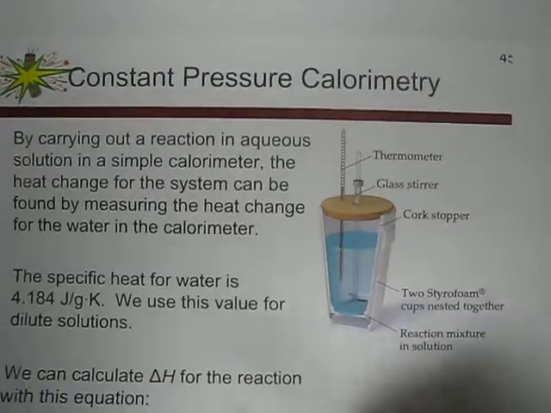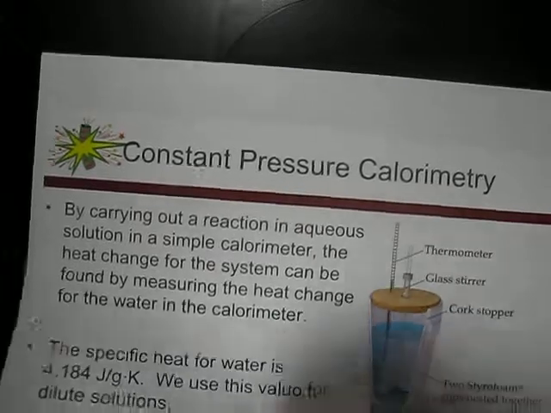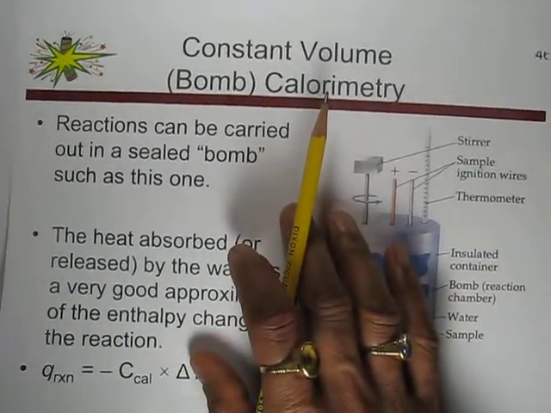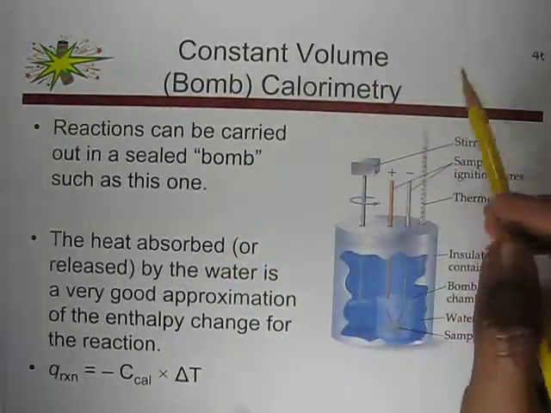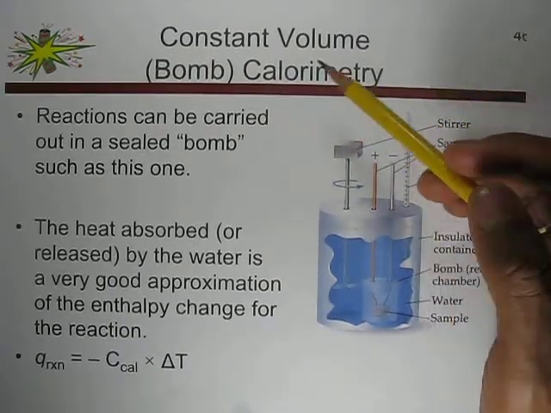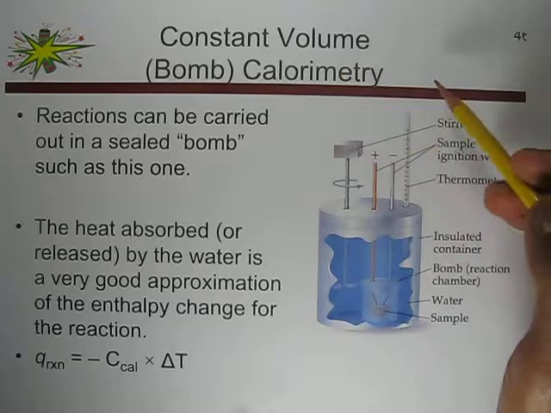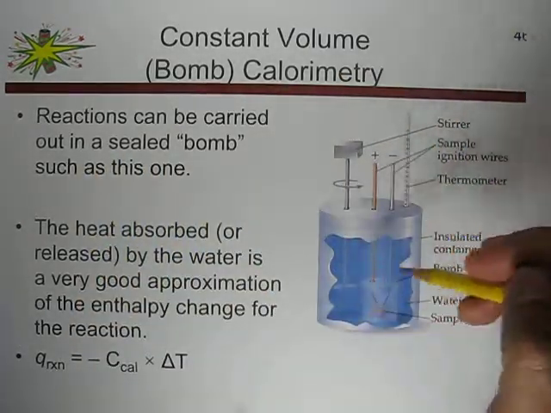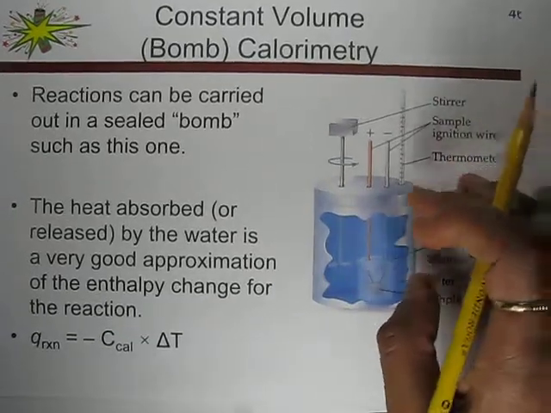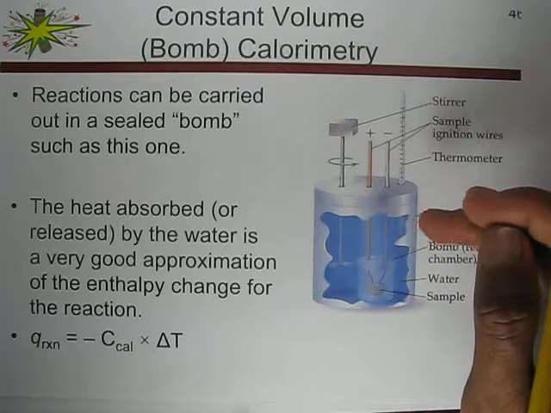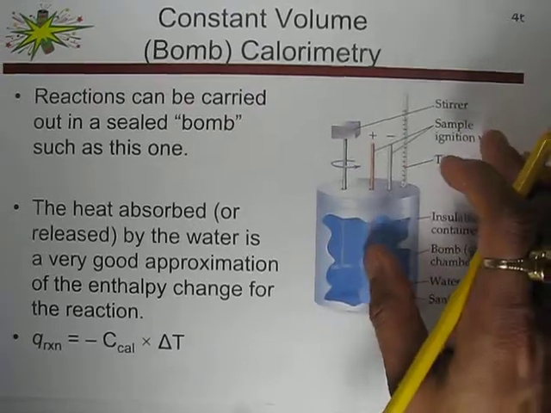So in the next slide we will see how constant volume calorimetry is used. That is also called bomb calorimetry, because we have to do this in a steel container which will be completely sealed, and not a single vapor will come out, so the volume will remain the same.